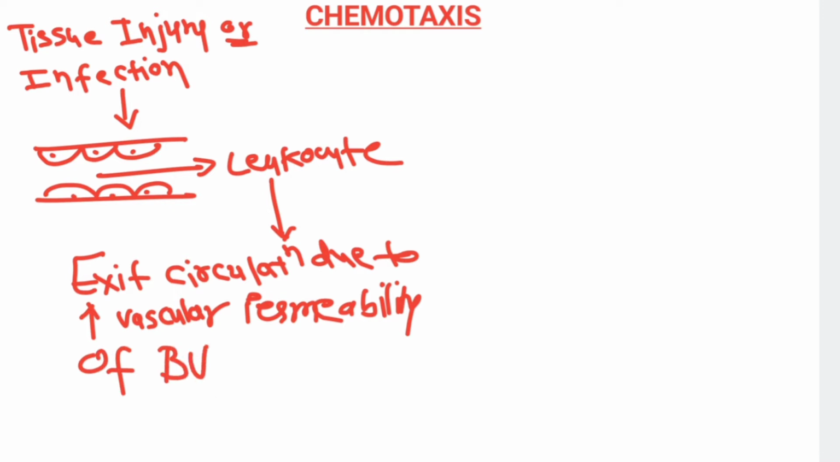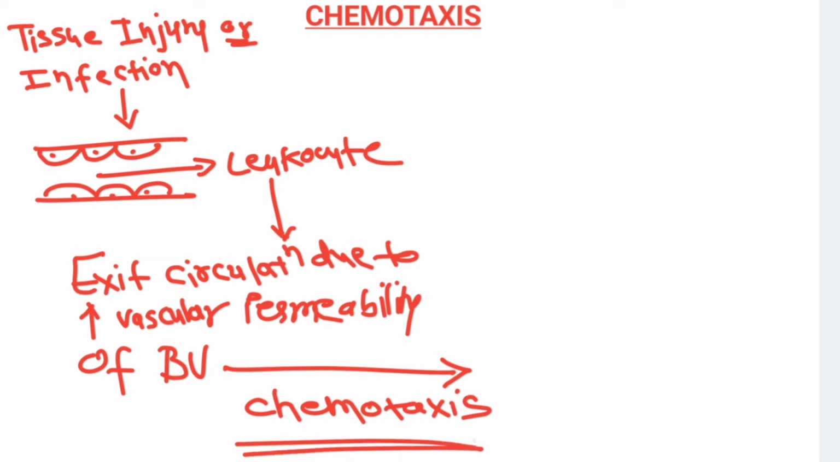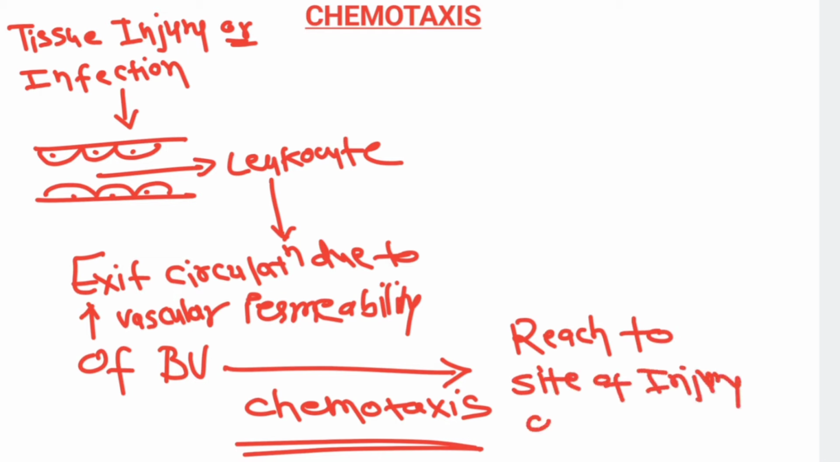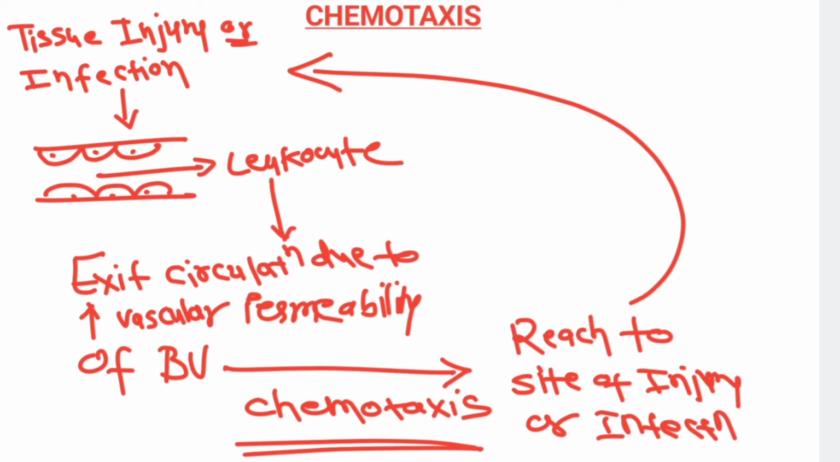And then they will reach the site of injury by the process of chemotaxis, right? Chemotaxis means a movement of leukocyte along a chemical gradient. So finally, with chemotaxis, they will reach the site of injury or the site of infection. And because of that, they can eliminate the offending agent. They can remove the bacteria or the necrotic tissue by phagocytosis.